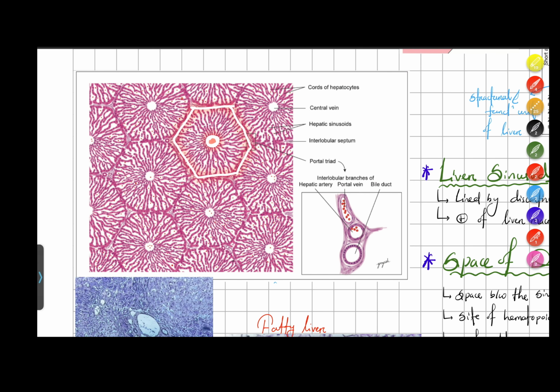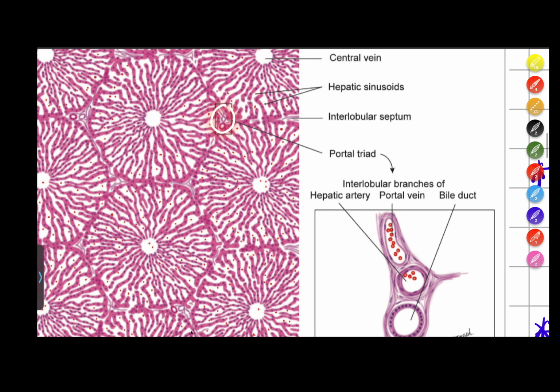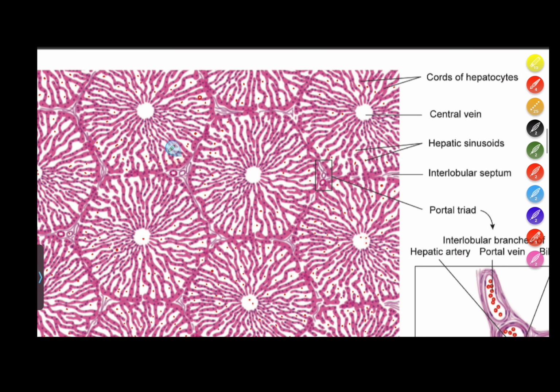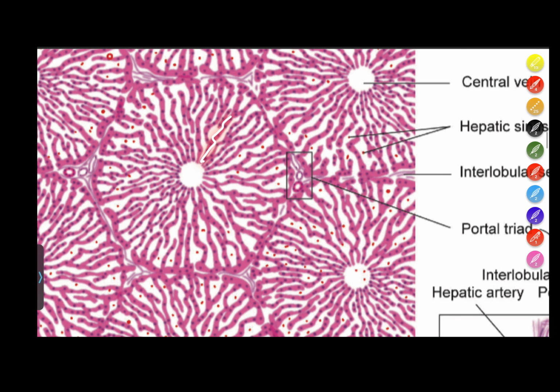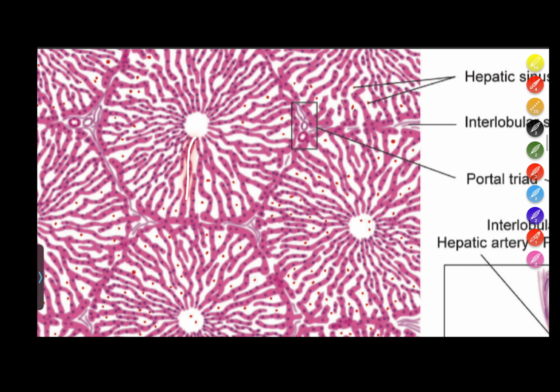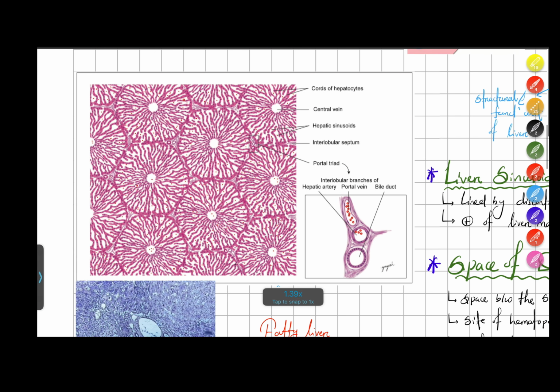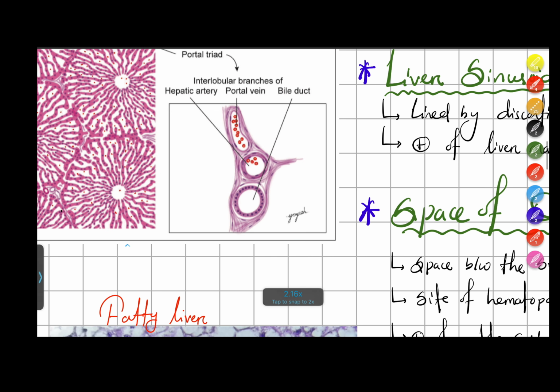Now in this image you can see the classical lobule of the liver. This is the central vein at the center, and this is the portal triad. And these are the cords of hepatocytes. This white part is the liver acinus. So you can see the portal triad: this is the hepatic artery, this is the portal vein, and this is the bile duct.